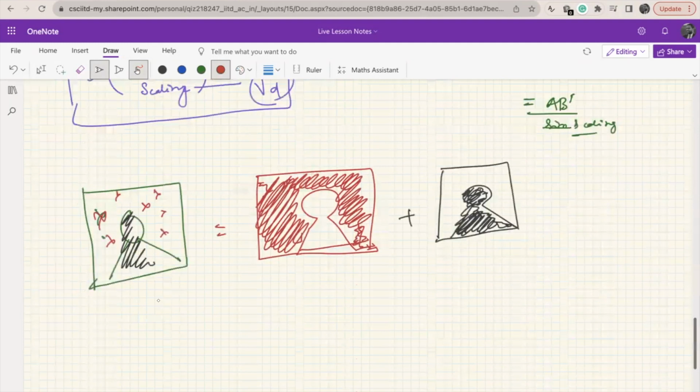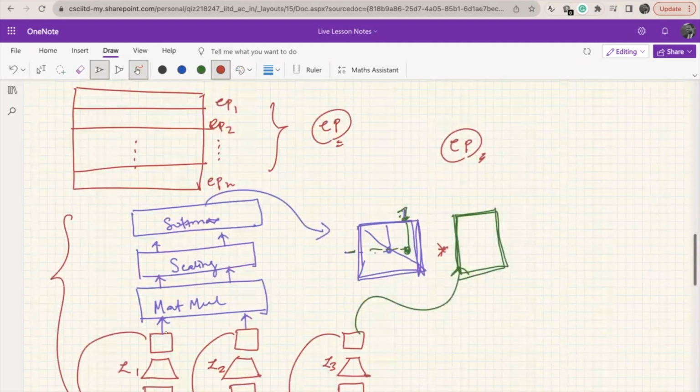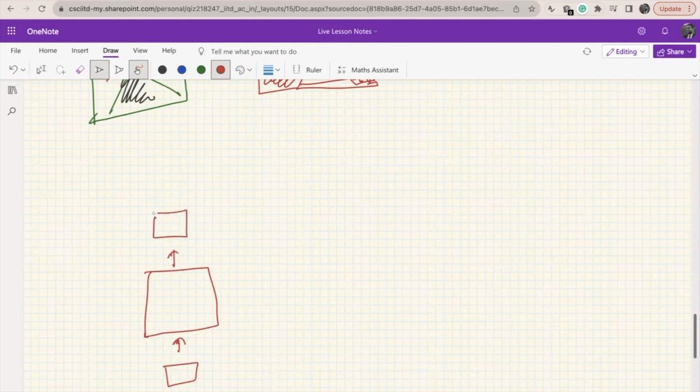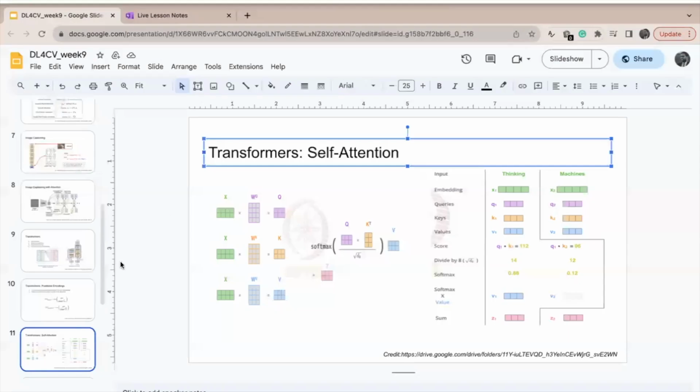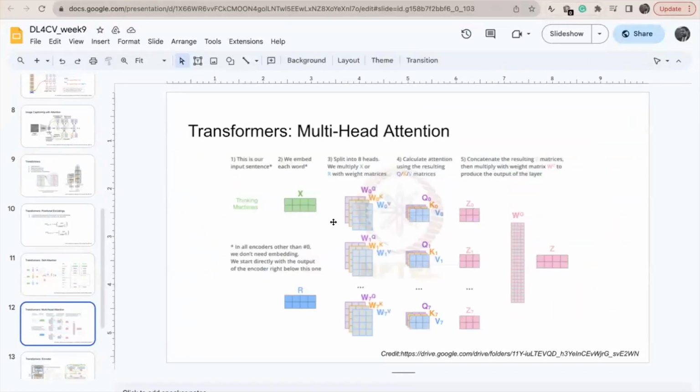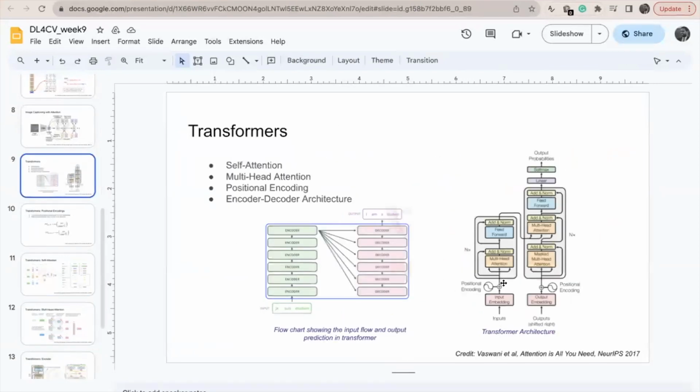If I represent all these things in one way, you push in a matrix and you get an encoded matrix. And if you look here in the flowchart, this part is done. You have this multi-head attention that is giving the encoded part.